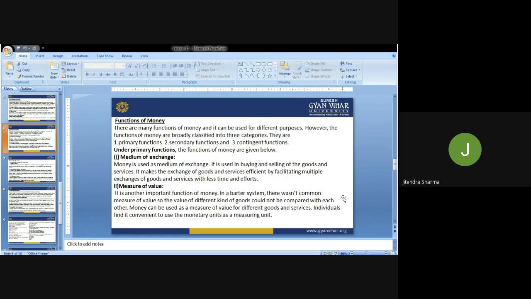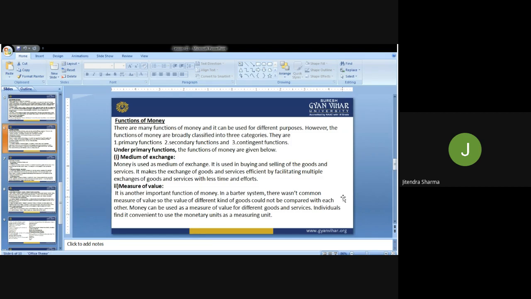Now we will discuss the functions of money. In one sentence we can say: money has its function 4, medium, measure, standard, store. These four things are addressed by money. For your knowledge, once again I'm giving this slogan: money has its function 4, medium, measure, standard and store. It means these four functions are very important and vital functions in any economic system, and they are addressed by money.